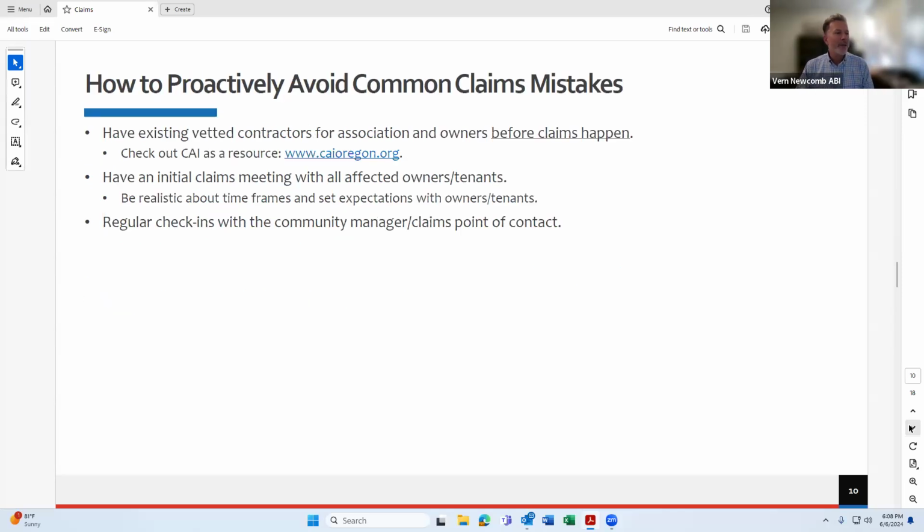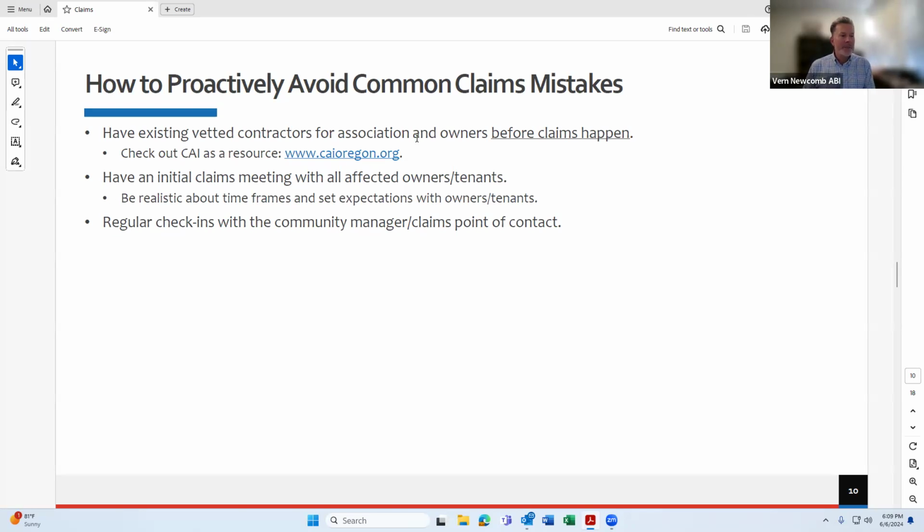And then, how to proactively avoid common claims mistakes. Vet the contractors. Again, have a list of what to do when there's a claim, before there's a claim, and let unit owners know that. Have a list of those vetted contractors on there and their phone numbers. An example would be Kennedy, one that we see all the time. There are about 3 or 4 really good contractors out there that need to be on the list, with their contact information.